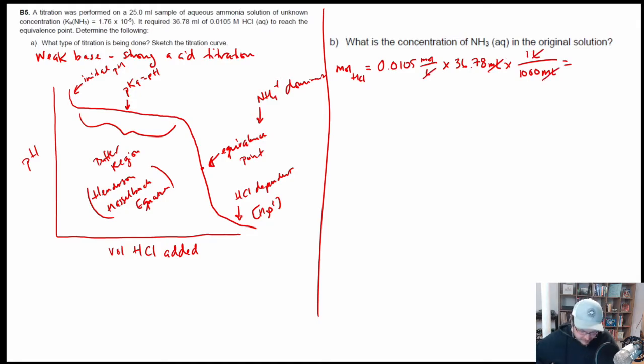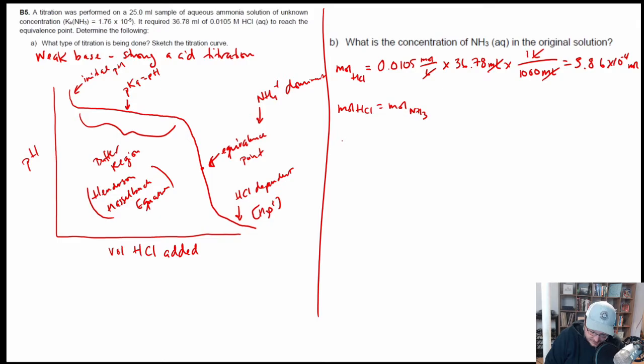So if we take our calculator and plug all that in, we have 0.0105 times 36.78 divided by 1,000, and what we get is 3.86 times 10 to the negative 4 moles. So that's how many moles of HCl we have. We know that the moles of HCl is equal to the moles of ammonia that we have present in our solution, so that's equal to that right there as well.